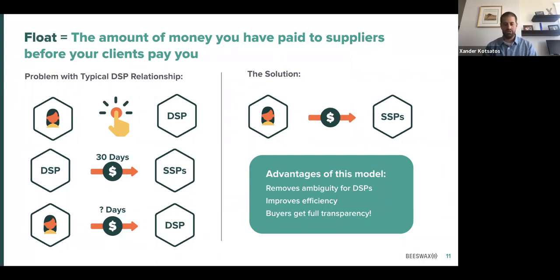If Brooks Brothers or J. Crew were running on a DSP recently, they're probably not going to pay their DSP the full amount that they spent, right? Because they're both in Chapter 11 in the last couple months.